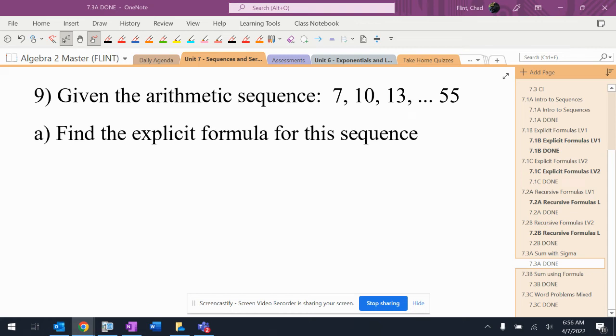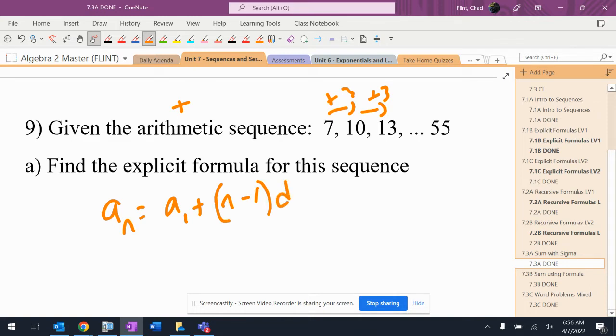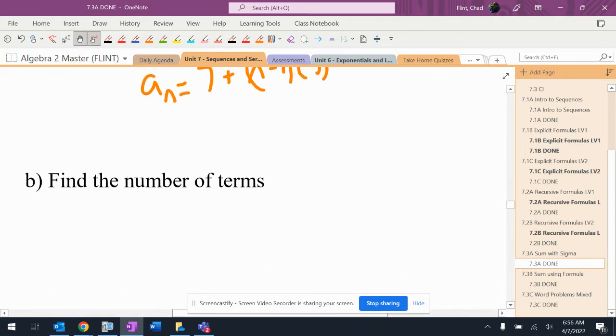I tossed a couple of old problems on here just to mix a couple of things in. Given the arithmetic sequence 7, 10, 13, and so on, it tells you it's arithmetic. That means adding, and you're adding 3. Plus 3, plus 3. Find the explicit formula. The explicit formula was a_n equals a_1 plus (n minus 1) times d. Well, a_1 is 7, d is 3. So a_n equals 7 plus (n minus 1) times 3. No problem. Find the number of terms.